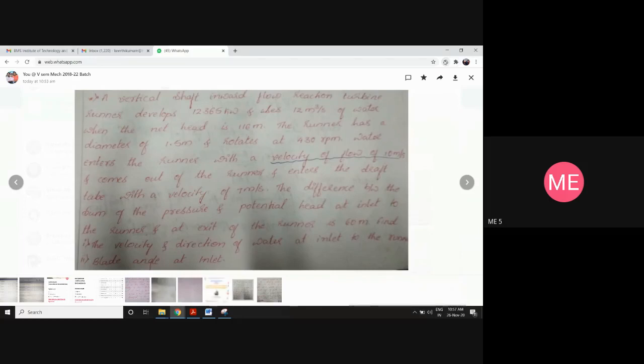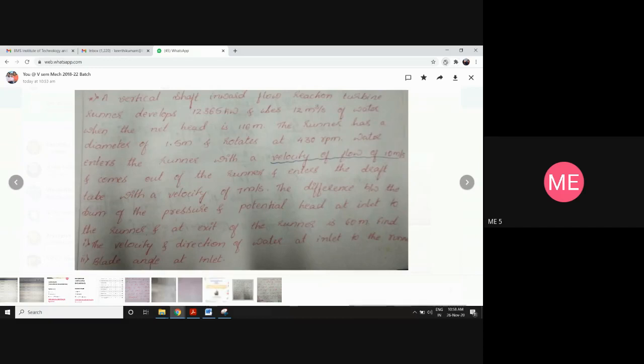and enters the draft tube. That is one more word here, draft tube. We'll include the concept of draft tube also. You know what you mean by draft tube, right? If it is attached to the turbine, how to solve the problem, we will see. With a velocity of 7 meters per second.